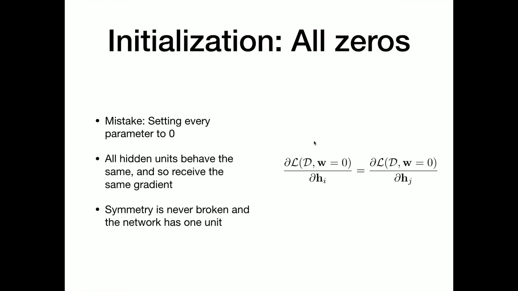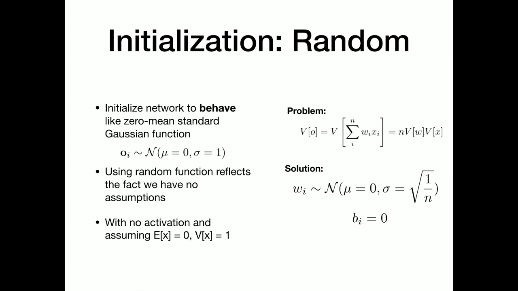You want your networks to be initialized in such a way that all the units are doing something slightly different, and it might be wrong, but it's different. So at least each of them will start to learn something different and good. To do that, you use random initialization, which is basically saying you want your network to behave like a random Gaussian. You choose a random Gaussian because you assume my targets are random Gaussians. I don't know what the proper output is, but I'll just say it looks random.